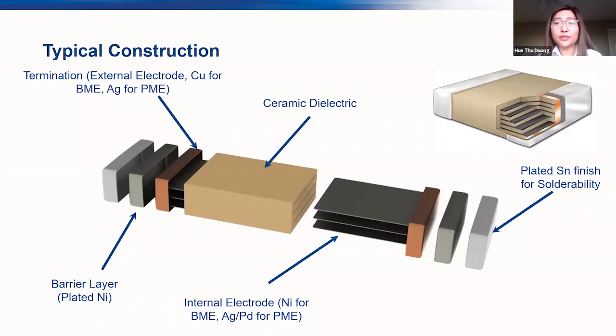Now, the difference between BME and PME is important. The layers are able to be made thinner using BME materials, and because of this, we're able to fit more of those thin layers in a component of the same size compared to PME materials, thus giving us higher capacitance capabilities. This made BME parts extremely volumetrically efficient and reduces cost.